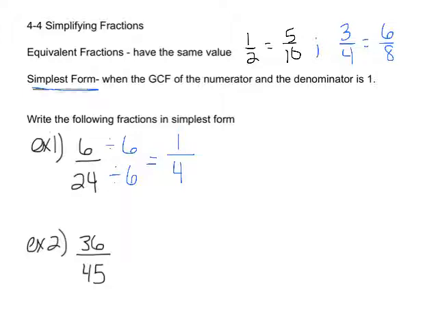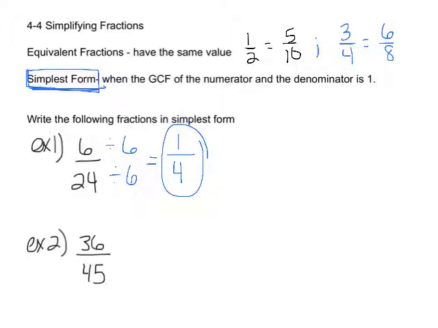And so now to check if it's in simplest form, I'm going to look at my definition. The greatest common factor between my numerator and denominator is 1. So if I list the factors of 1, I would get 1. And if I list the factors of 4, I would get 1, 2, and 4. And so the only common factor is 1, so I have 1/4.